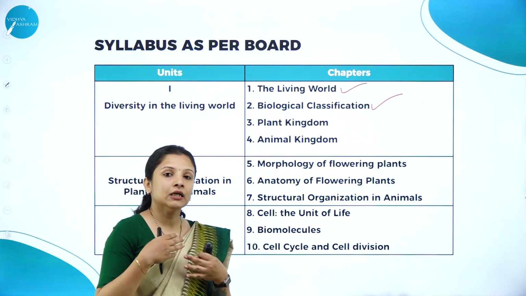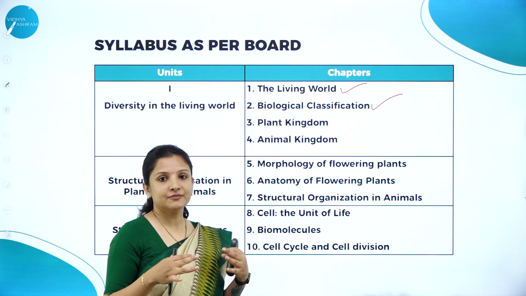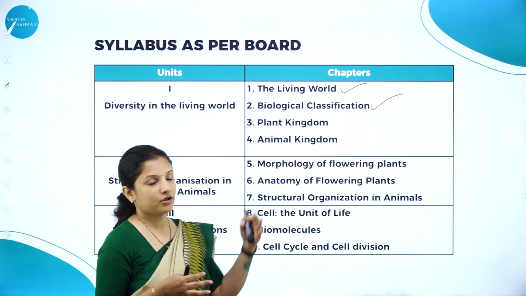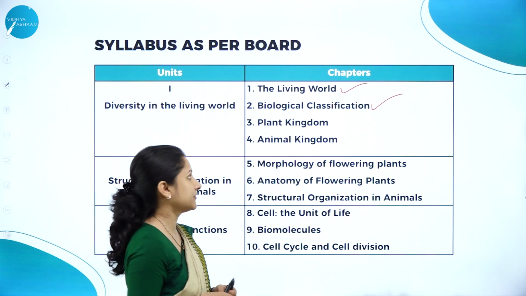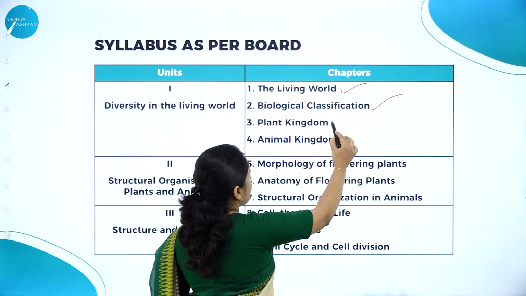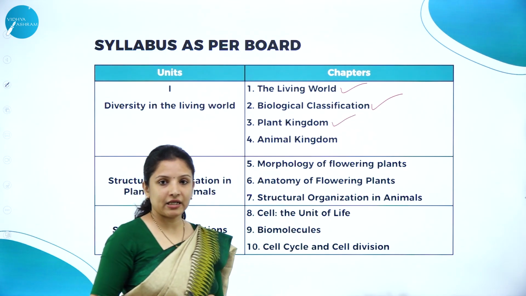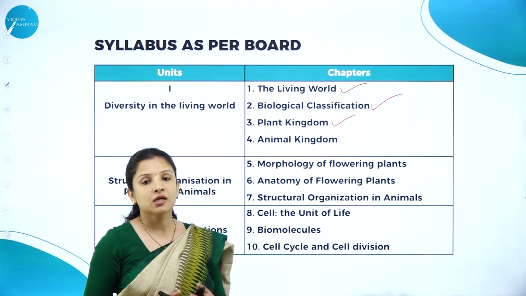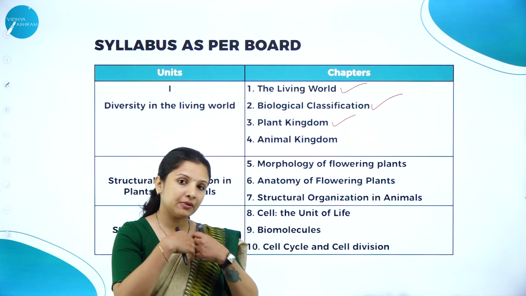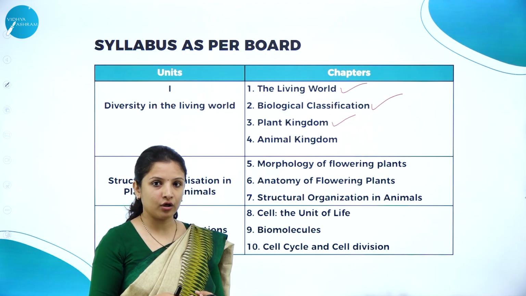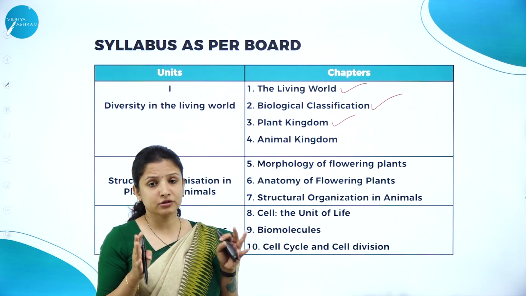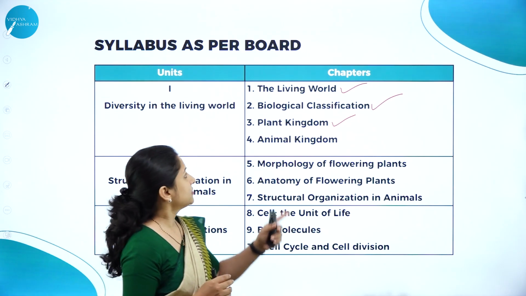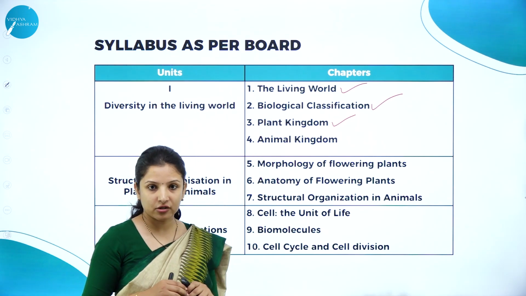So, for easy understanding, the organisms are grouped into different kingdoms. So, all that you'll study under biological classification. Next, you'll study plant kingdom and animal kingdom separately under chapter 3 and chapter 4 respectively. So, chapter 3, why they have kept plant kingdom separately is because it is very, very vast. Lots of things are there to learn. So, that is why they have not clubbed it under biological classification.